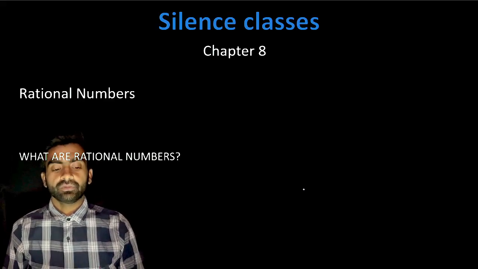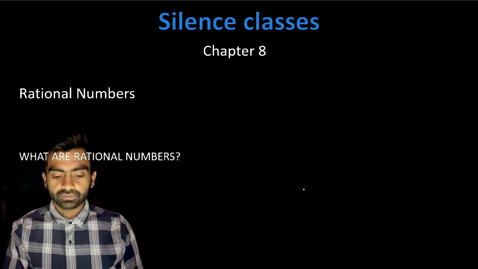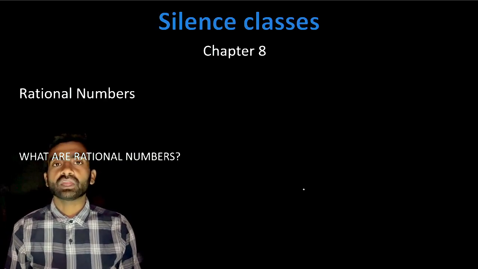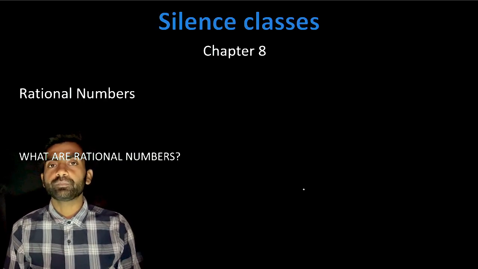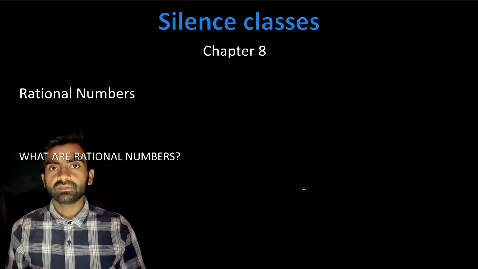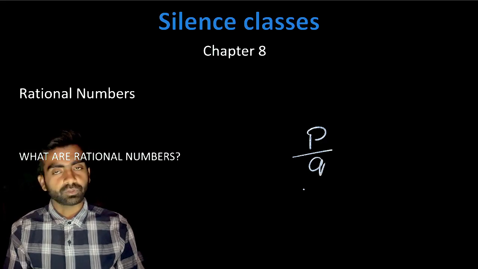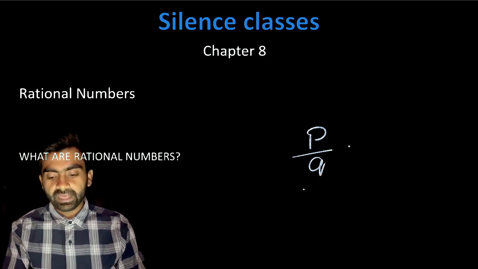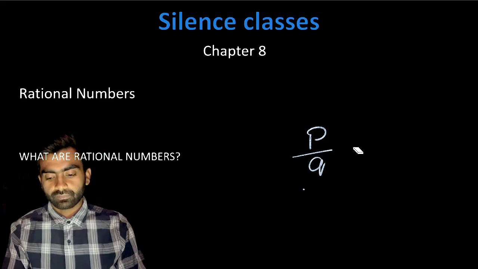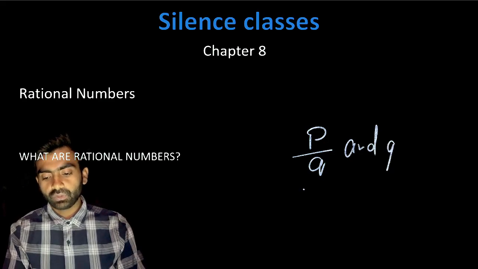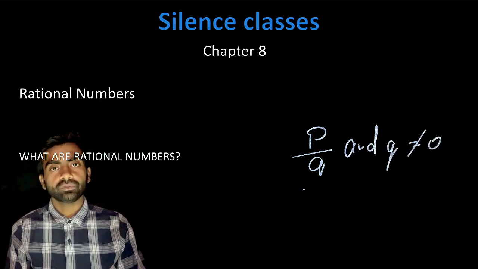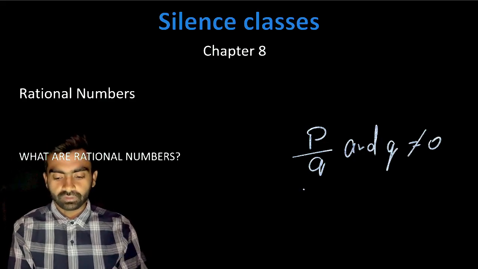Rational numbers. What are rational numbers? Rational numbers are those numbers which are in the form of p upon q, and q is not equal to 0. So I'll write down the definition.